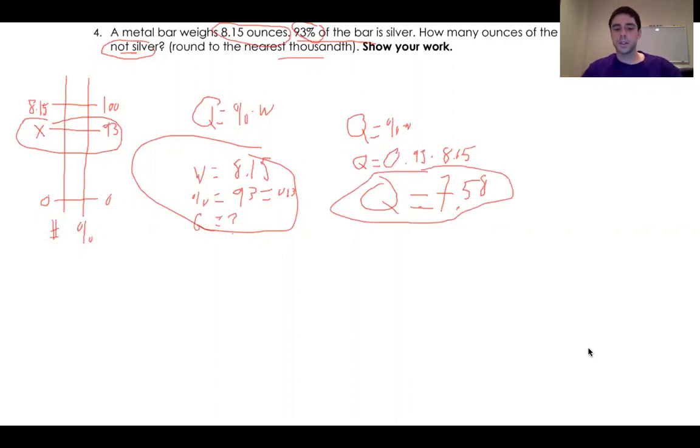So this tells us that 7.58 ounces of the 8.15 ounce bar are silver. However, have we answered the question? Let's go back to what the question says. How many ounces of the bar are not silver? So we're really close to answering it. How do we find out how much of the bar is not silver?